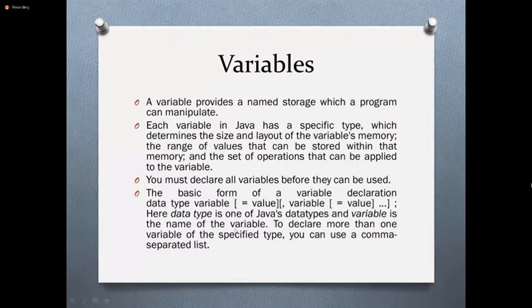Data type is one of Java's data types, and variable is the name of the variable. To declare more than one variable of the specified type, you can use a comma-separated list. Right? This is how you can use a variable.